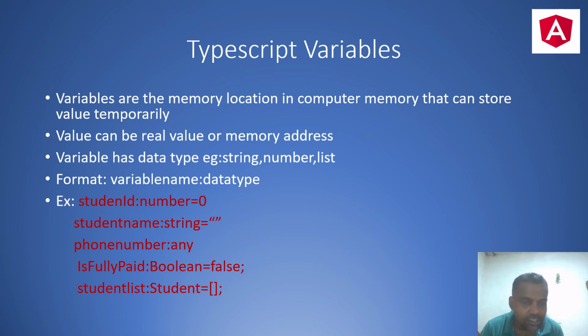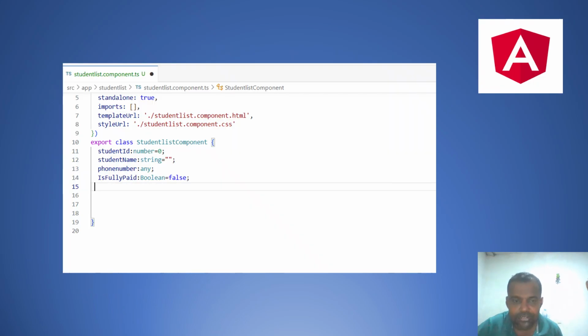Inside the variable, we can store a string, that means alphanumeric characters, or numbers, or a list, or any other object. Here you can see examples of variables: number, string. Also we can use the any keyword. It refers to any type of data. It can be number, string, boolean, or object. Here you can see how I initialize those variables.